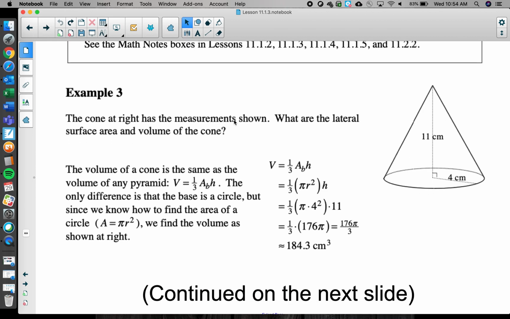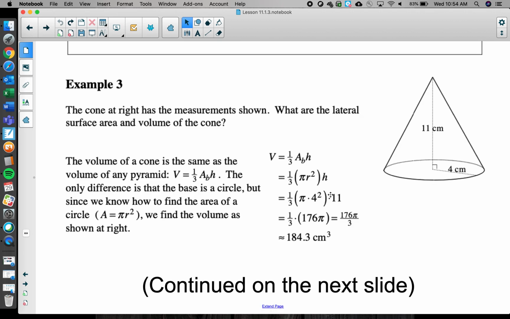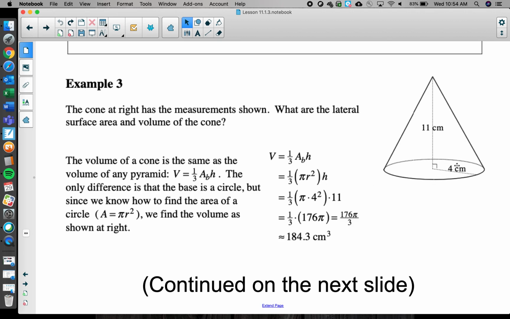Okay? So if we take a look, here's the lesson. We are going to try to find the surface area and the volume of the cone. Okay. So if you take a look at volume, that should be pretty straightforward. 1/3 times the area of the base times the height of the cone. Here's that formula that we were just talking about. Radius is given to you in the problem. It's 4. Height is 11. All we have to do is plug it in. We end up with a volume of 184.3.